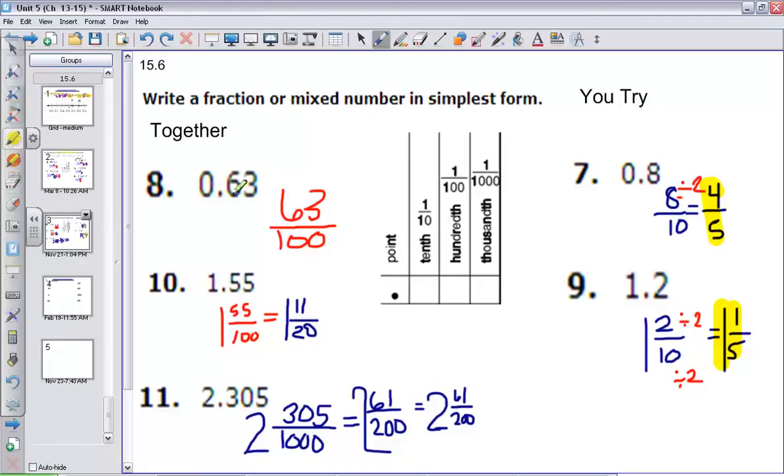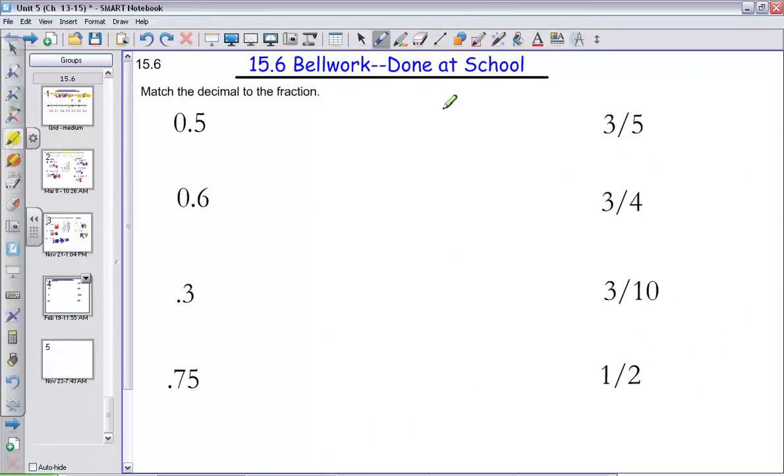Okay, so again, the point of today's lesson is I have a decimal that has an equivalent fraction. A decimal that has an equivalent fraction.